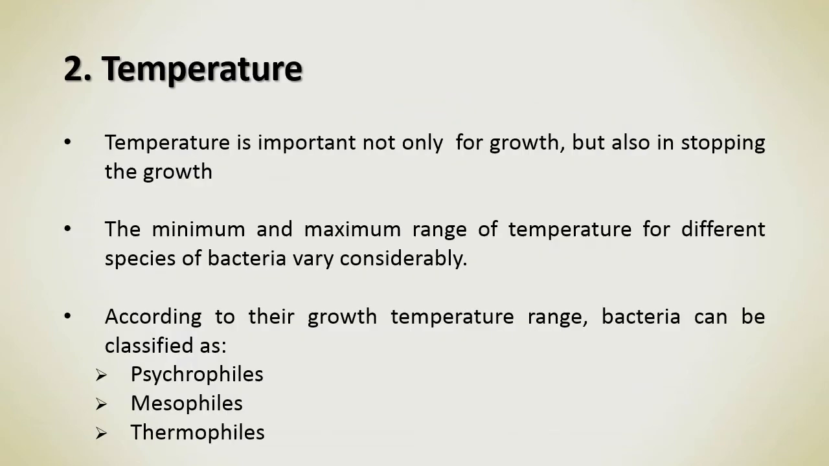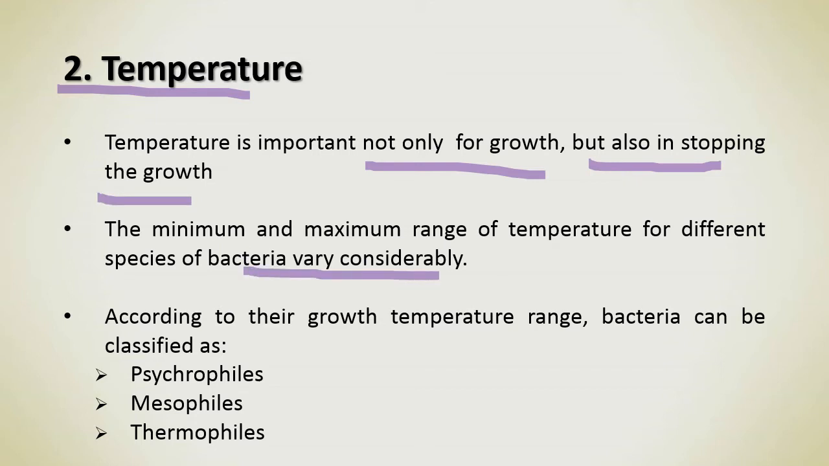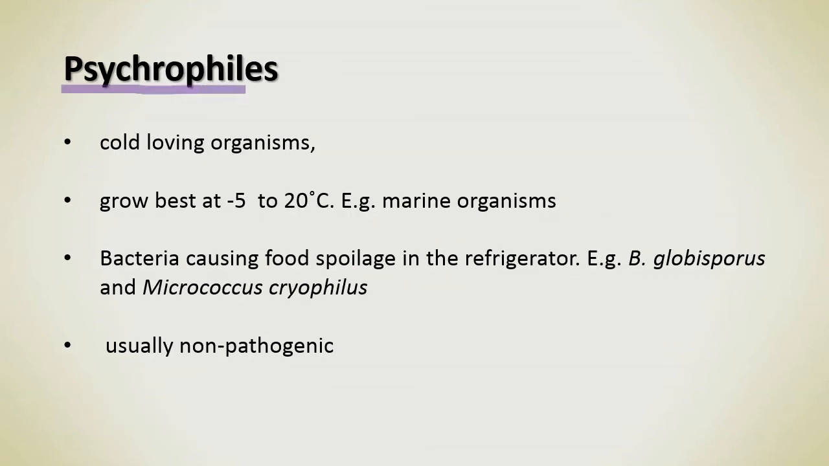Okay, the second factor is temperature. Temperature is important not only for growth but also in stopping growth. The minimum and maximum temperature range varies considerably for different species of bacteria, which means the temperature preference depends on the species. Similar to pH, bacteria can also be classified based on their temperature preference, such as psychrophiles, mesophiles, and thermophiles.